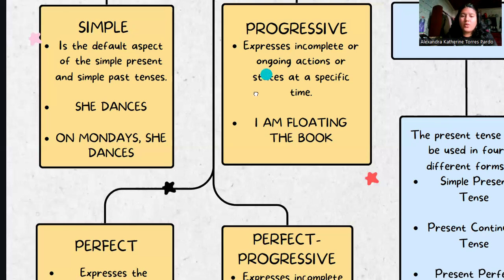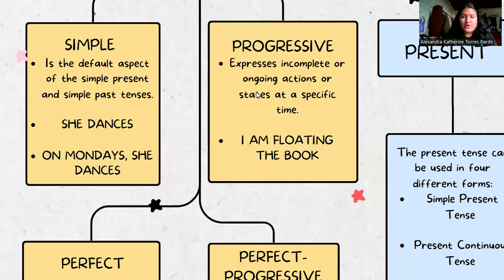Now, we are going to explain the progressive. The progressive aspect expresses incomplete or ongoing action or states at a specific time. It is the opposite of the perfect or complete aspect that tells us that an action or state has been complete. We can often recognize the progressive aspect from the use of the inflection -ing.